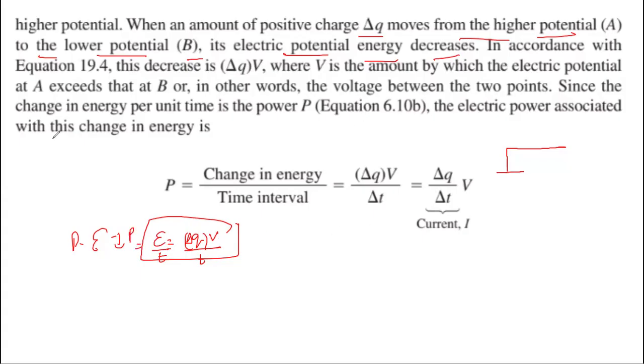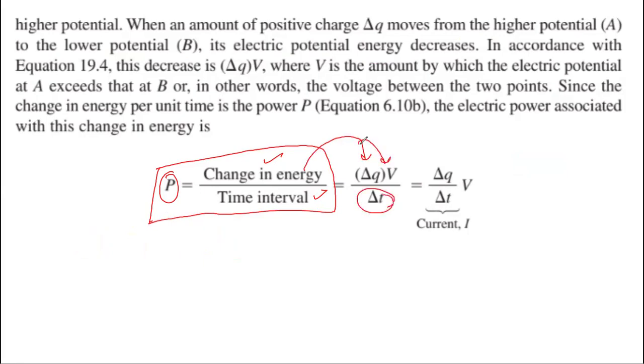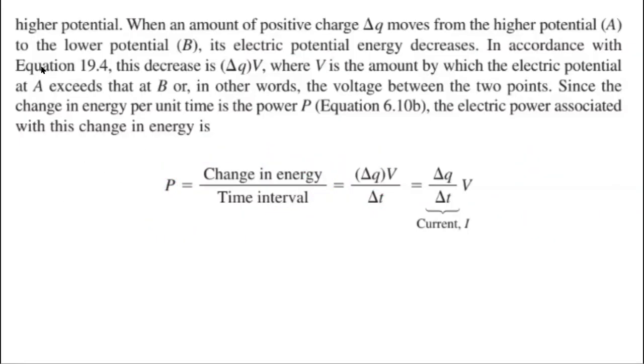So change in energy upon time is power. And if we elaborate in terms of a formula, it will go as delta Q times delta V upon delta T. If you collect delta Q and delta T, what is Q upon T? It is current, so you can write it as I. So P is equal to IV or VI. This is the formula of power.